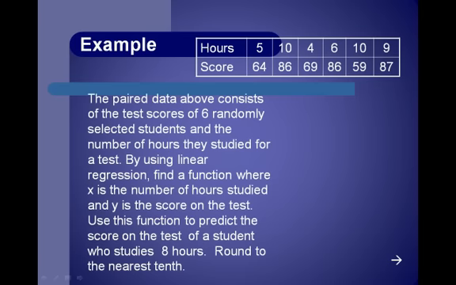Okay, let's do an example of the linear regression. The paired data above consists of the test scores of 6 randomly selected students and the number of hours they studied for a test. By using linear regression, find a function where x is the number of hours studied and y is the score on the test. Use this function to predict the score on the test of a student who studies 8 hours. Round to the nearest tenth. Notice up here, it's not an exact linear fit because the numbers sort of jump all over the place.